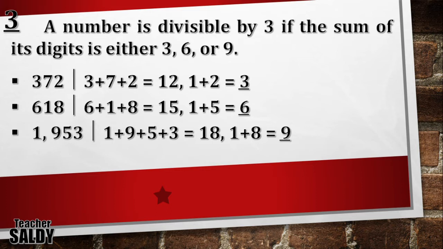1,953. 1 plus 9 plus 5 plus 3 equals 18. If you will add 1 plus 8, which is equal to 9, it will become divisible by 3. So, si 1,953, pwede mo siyang hatiin ng 3. Again, a number is divisible by 3 if the sum of its digits, lahat ng digits niya, is either 3, 6, or 9.